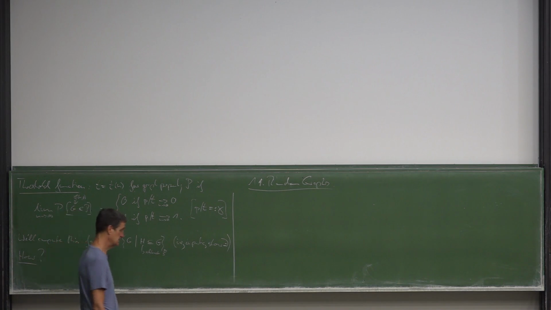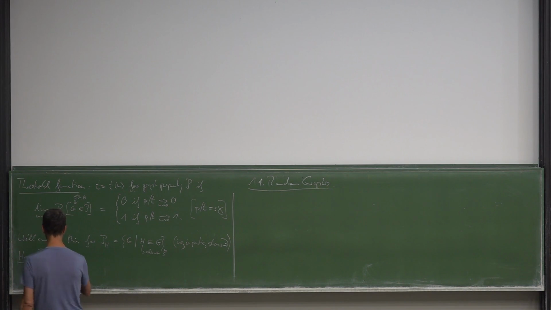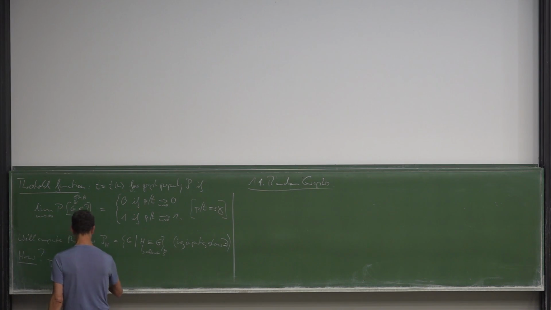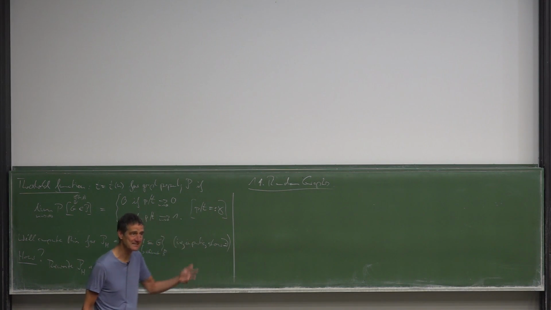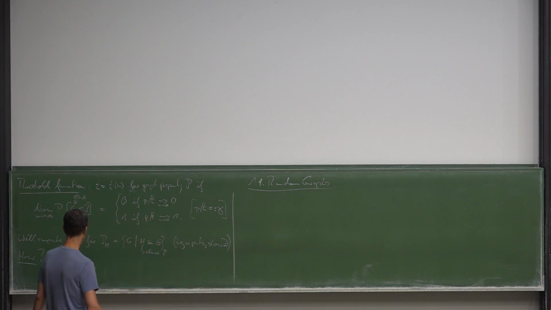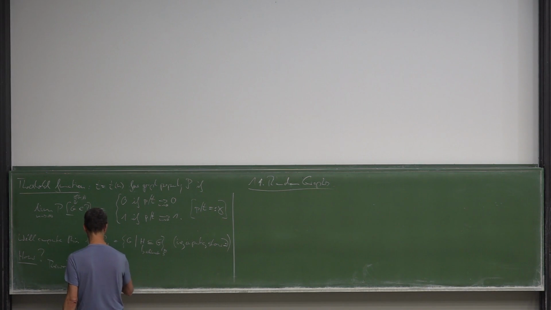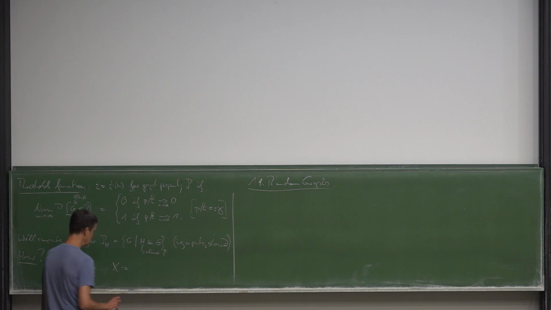First trick is to rewrite P in terms of a random variable being positive. So rather than showing that H exists in G, we'll define X as the random variable that counts the copies of H in G.